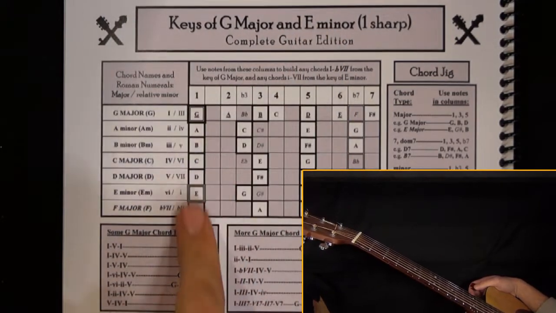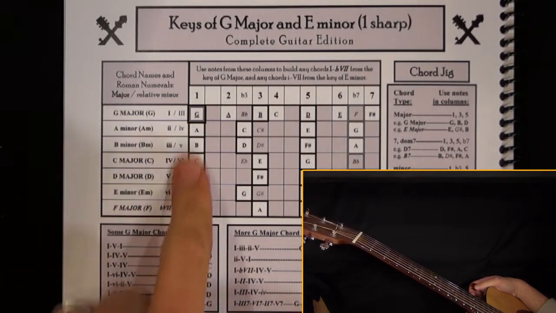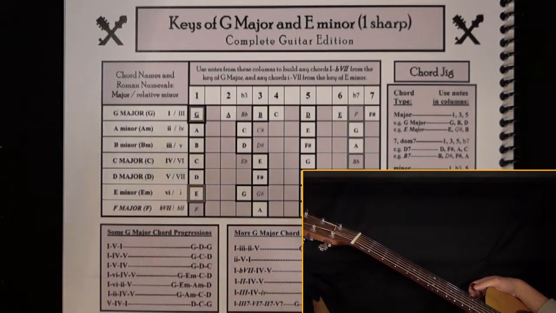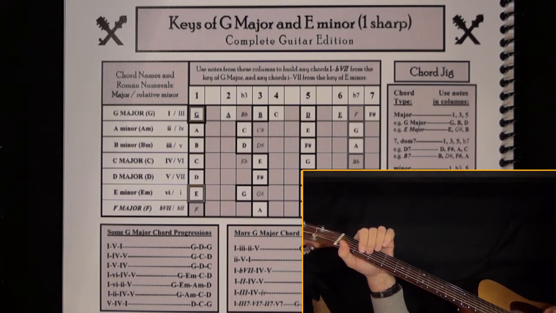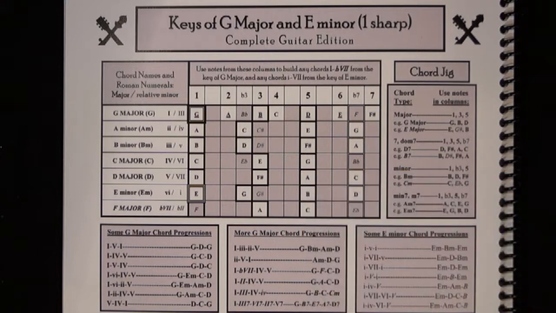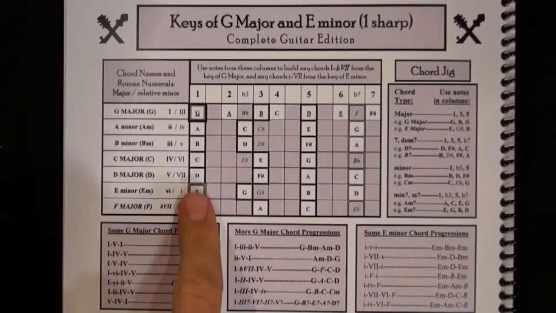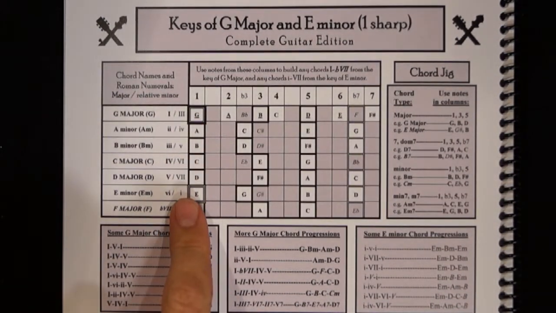But in the key of E minor, it's those same chords, but my 1 chord is going to be an E minor. So minor keys are going to center around minor chords, like the key of E minor will center around an E minor chord. And then all those same chords are going to sound good in the key of E minor. They just get different Roman numerals.